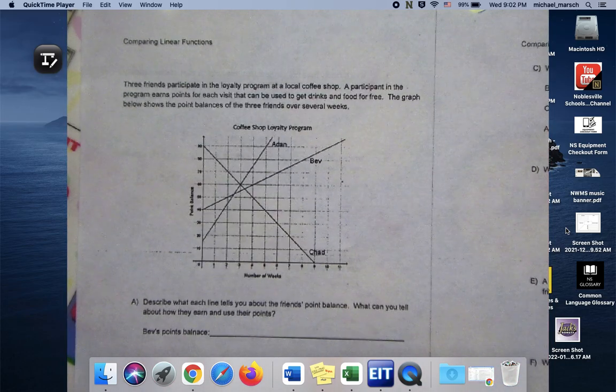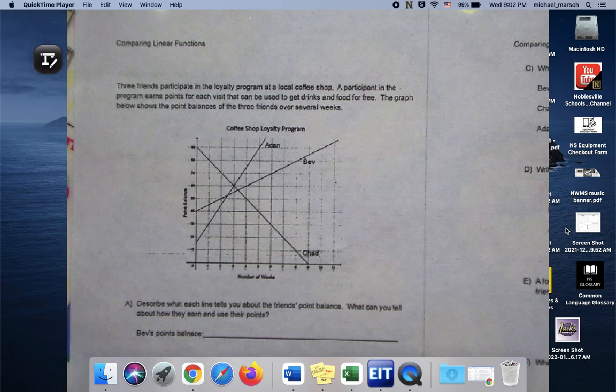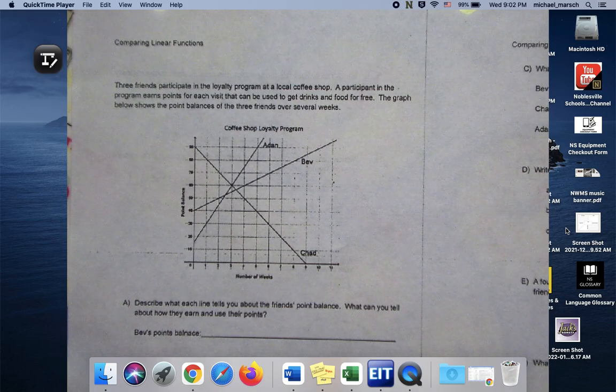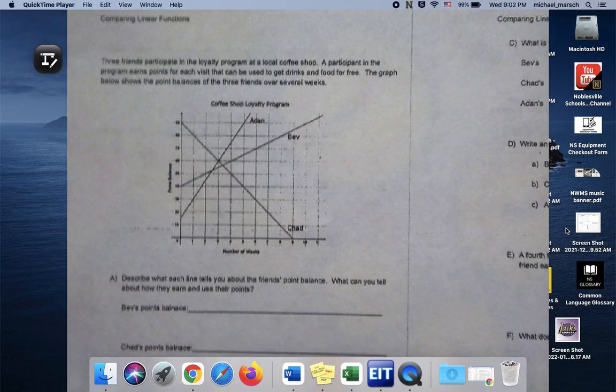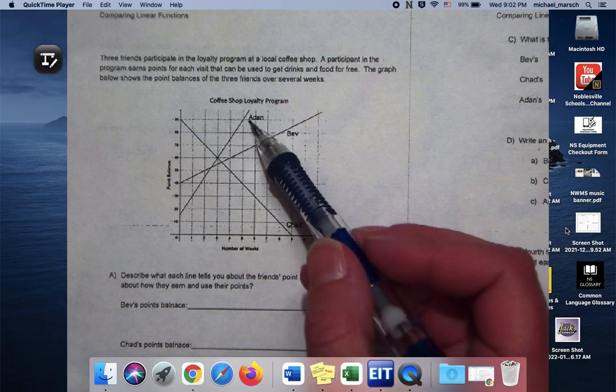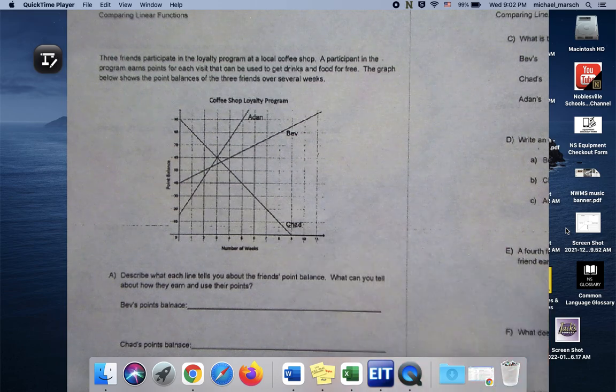3 friends participate in the loyalty program at a local coffee shop. A participant in the program earns points for each visit that can be used to get drinks and food for free. Sounds familiar. The graph below shows the point balance of the 3 friends over several weeks. So we have Adan, Bev, and Chad.